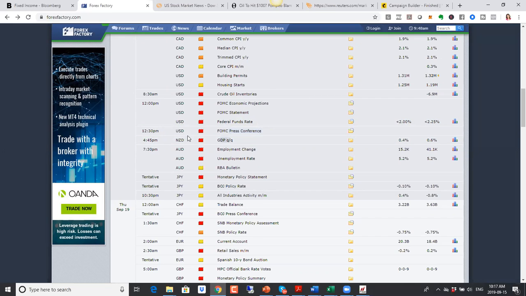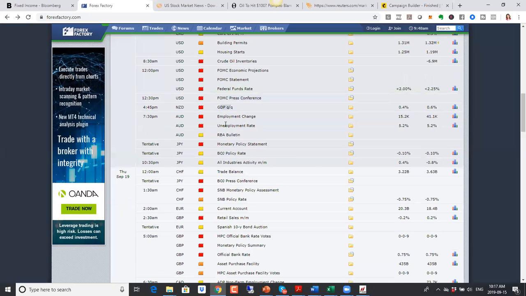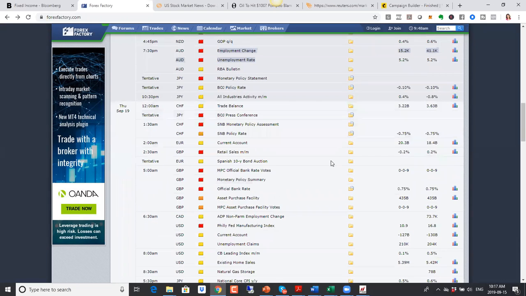And then we have GDP numbers for New Zealand here, and if they're below expectations, that would be negative for the New Zealand dollar. And again, we have employment numbers here for Australia, and the Australian dollar has done well. Actually, in the last couple of days, it did drop, but overall, it's not too bad. So the numbers here, we'll see how much. If they are considerably lower, then it will have a negative impact. Otherwise, it may not make too much of a difference.